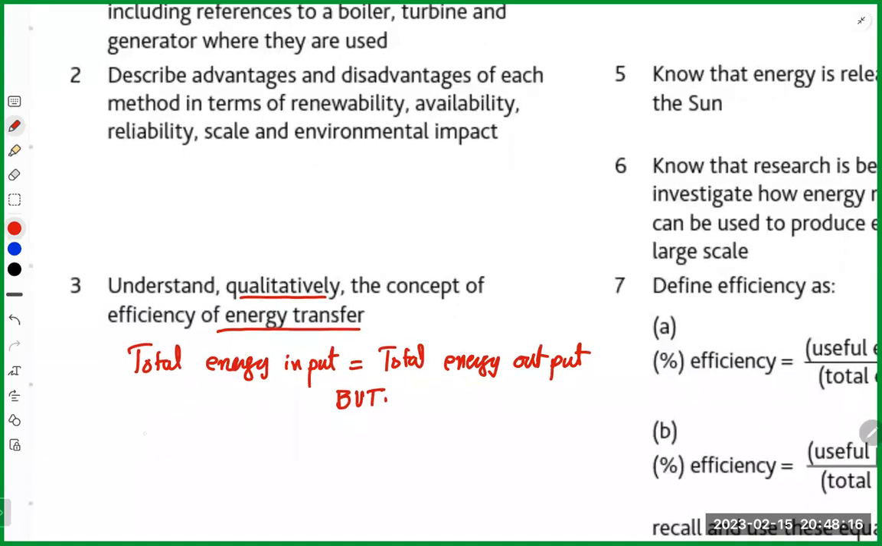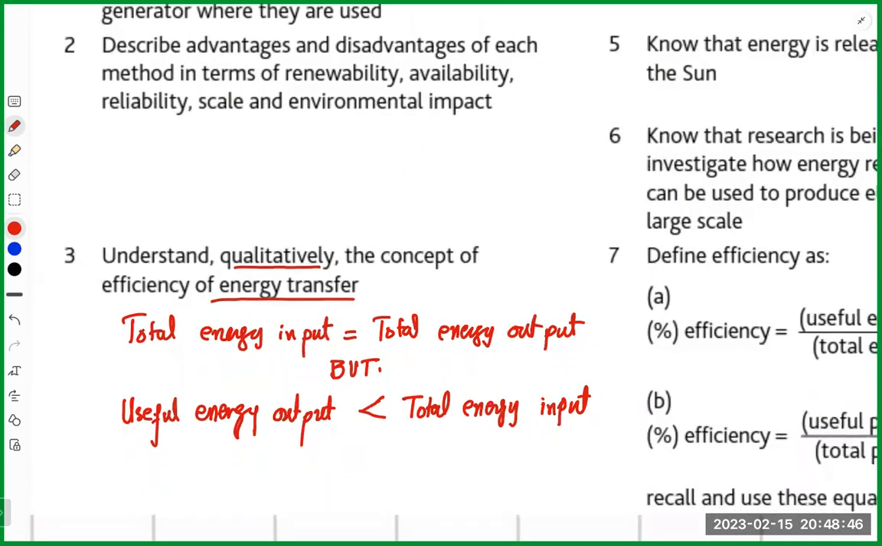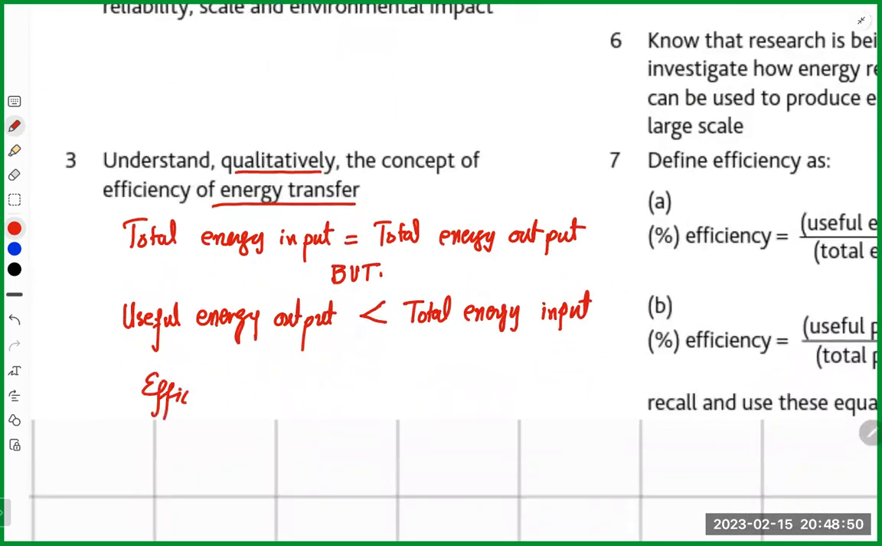But useful energy output is always less than total energy input. So the ratio between useful energy output and total energy input is called efficiency. Useful out, total in, is called efficiency.